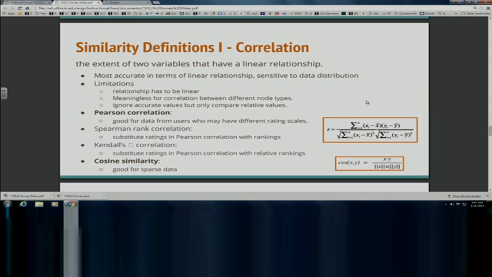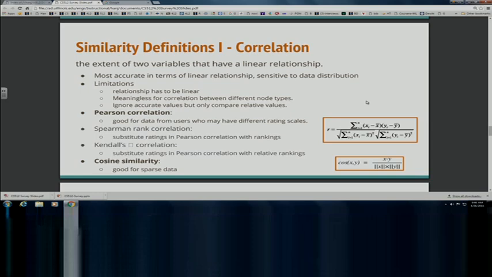It is good for data from users who may have different rating scales, because it uses each x and y as nodes, subtracts their averages, and normalizes by their factors. So when using Pearson correlation, we don't have to care about the different rating scales.